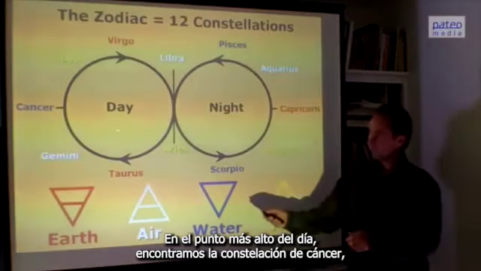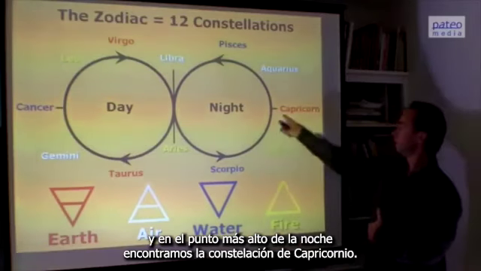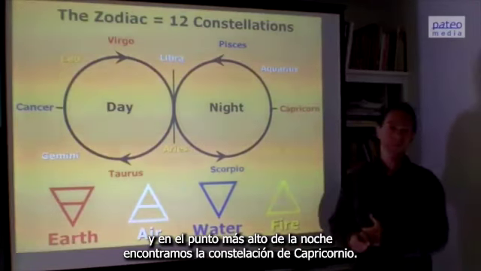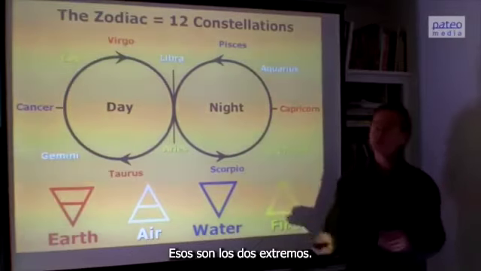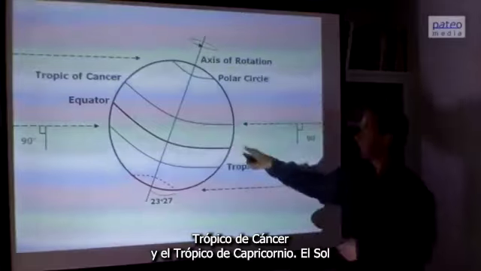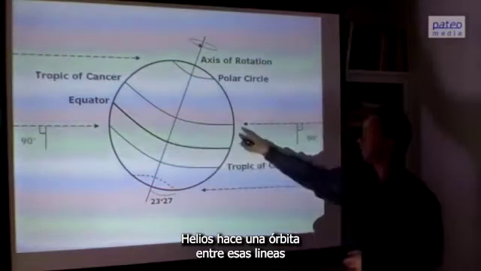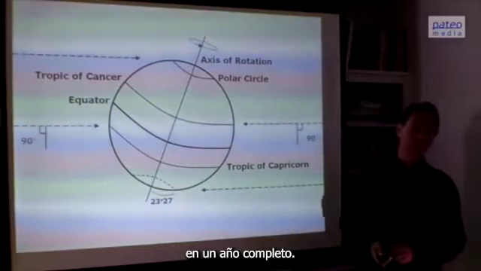At the highest point of the day, we find the constellation of Cancer, and at the highest point of the night, we find the constellation of Capricorn. Those are the two extremes. And we see those extremes as the tropics, the Tropic of Cancer and the Tropic of Capricorn. And the Sun, Helios, makes an orbit in between those lines in a full year's time.